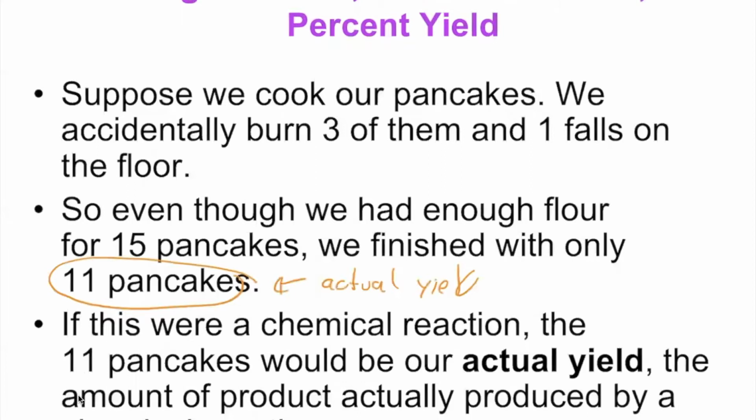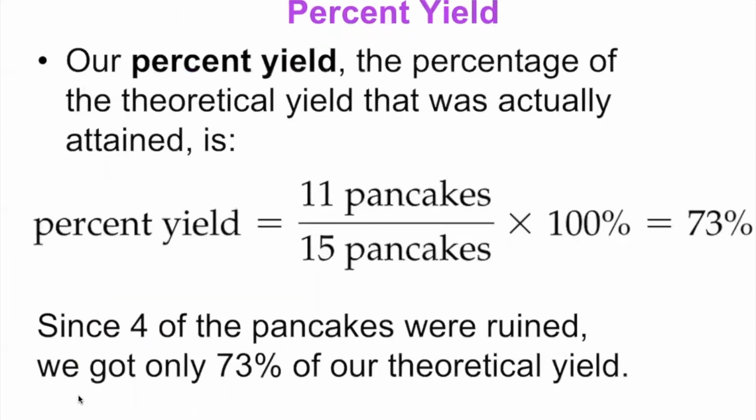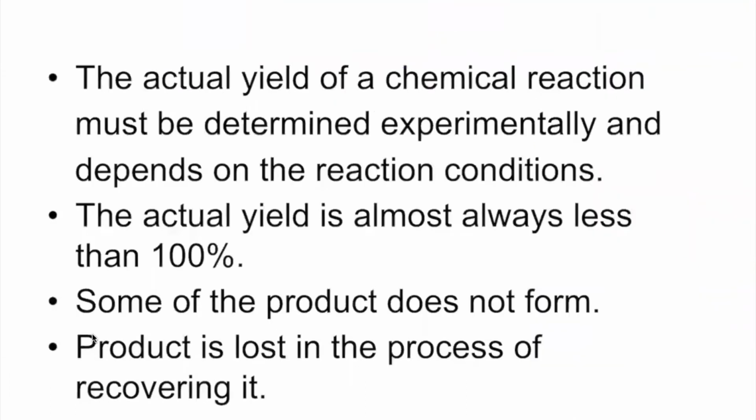In order to calculate the percent yield, we will do your actual divided by your theoretical yield times 100. So in this cooking experience, you were only 73% successful. Keep in mind that the actual yield in a chemical reaction must be determined experimentally. So in an exam or in a homework, I will be giving you this number. The actual yield is always less than 100, just because things happen in the lab.